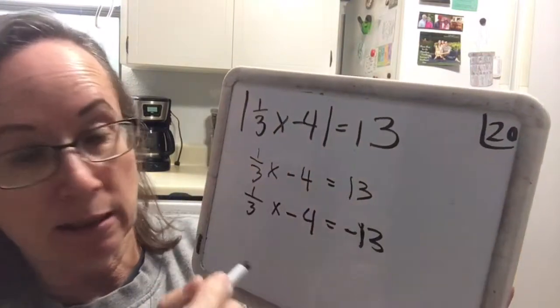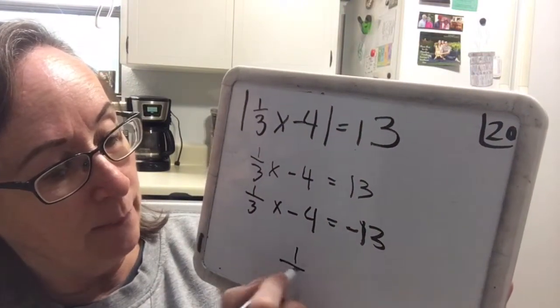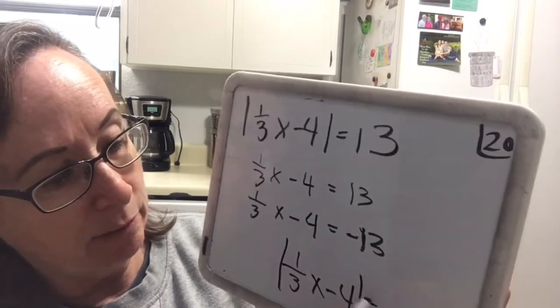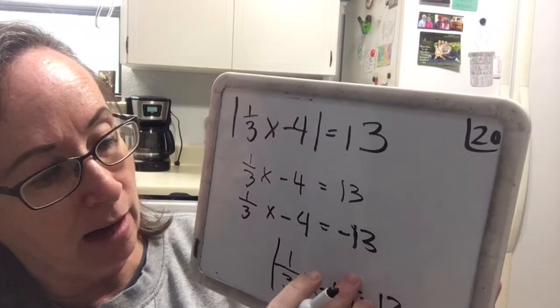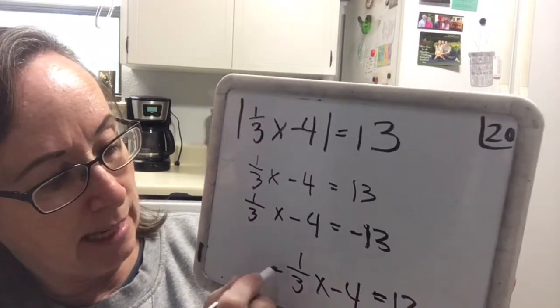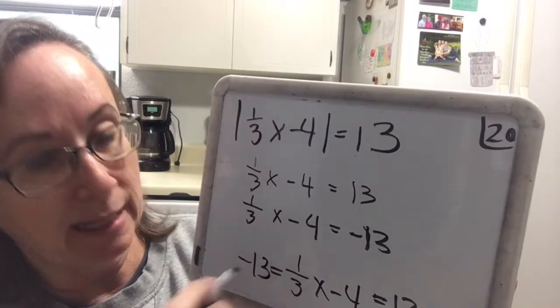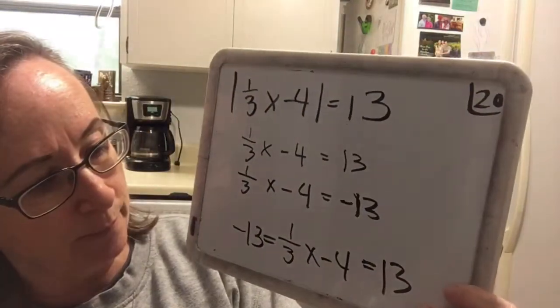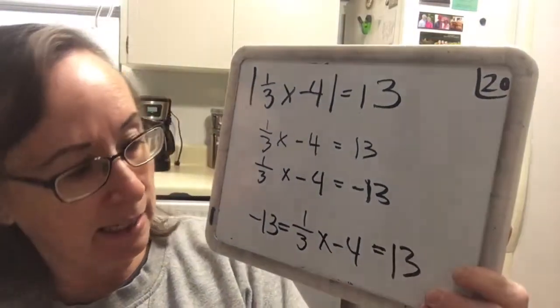I'm going to do this my little quick way, and I'm going to say 1/3 x minus 4 is equal to 13, but then I'm going to take off the absolute value sign, and I'm going to say, or negative 13, because it was negative. If it was negative before the absolute value came along, then it would be a positive 13 afterwards.